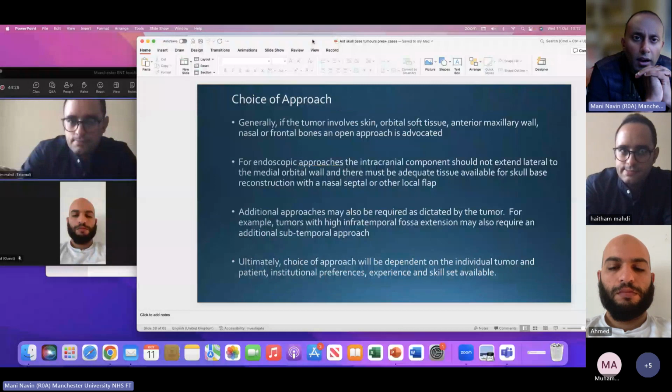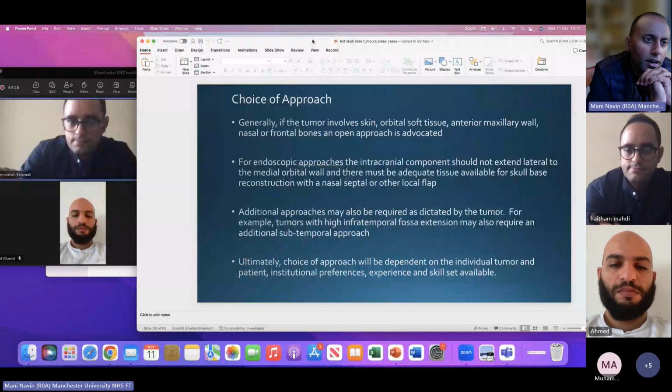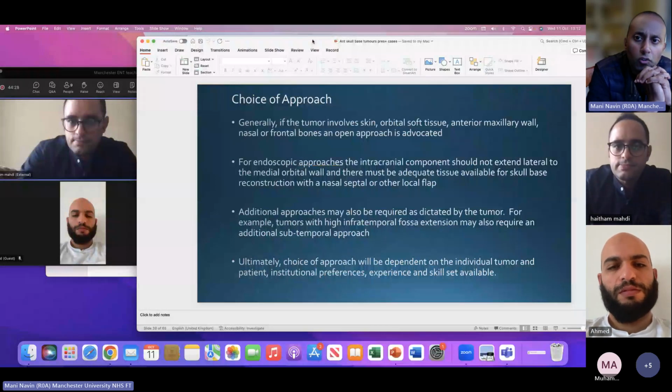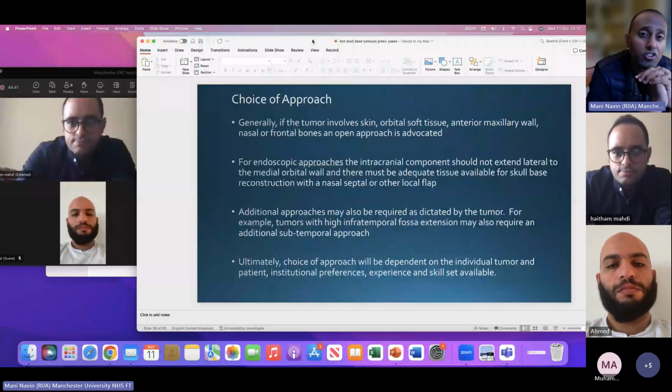So this is what we were talking about, the choice of approach. This is what you were asking about, Haytham. If the tumor is involving skin, orbital soft tissue, anterior maxilla, or nasal bones, then you do an open approach. For example, if it's just nasal bones and frontal bones but not the orbit, then you can still use an open approach but preserve the eye.